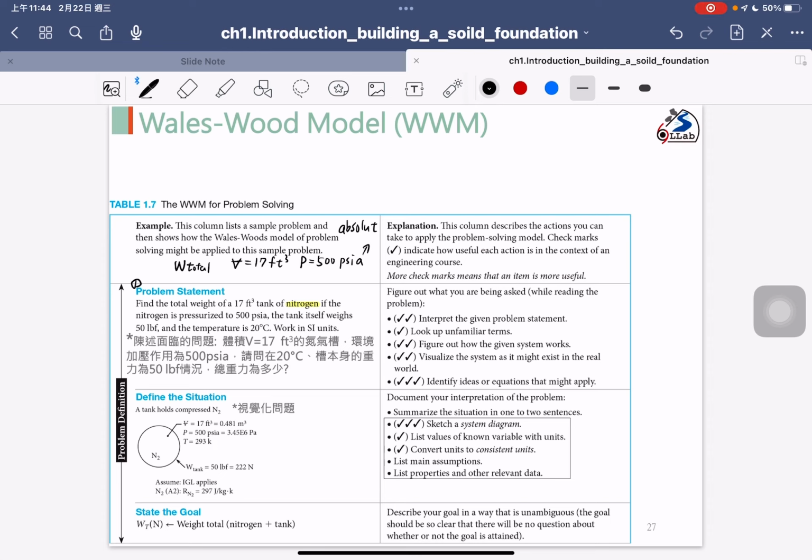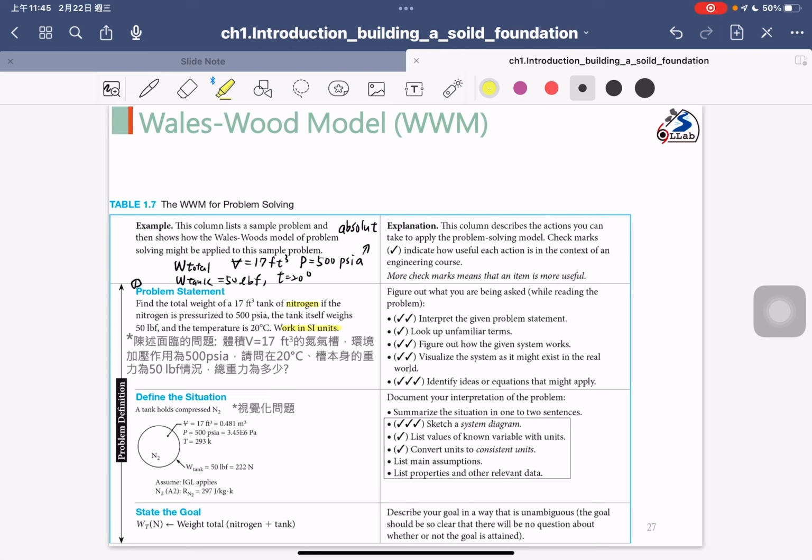And then I also tell you about the tank. Here, you can see the tank itself weighs 50 pound force. So I know the W tank is 50 pound force. And the temperature right now, T, is 20 degrees. And please work with SI units. Please work in SI units. So that is the problem statement.